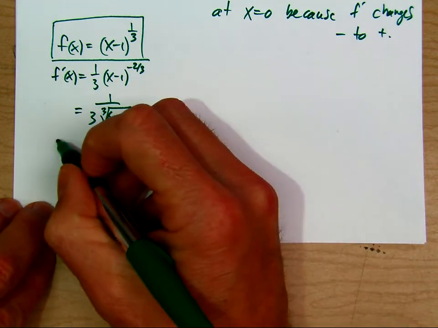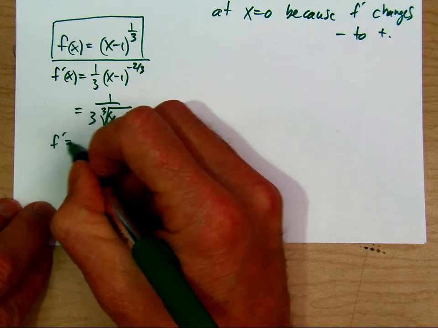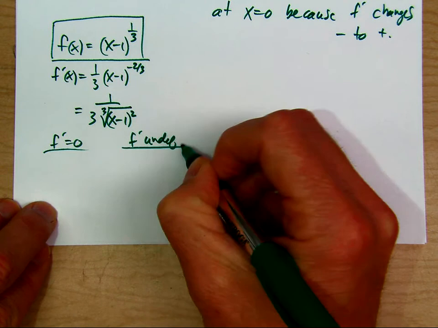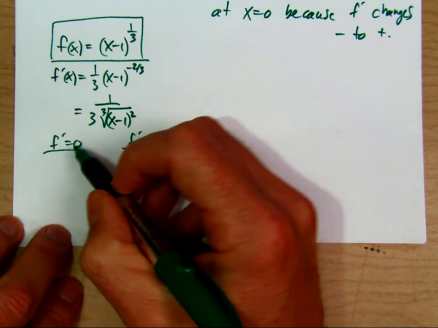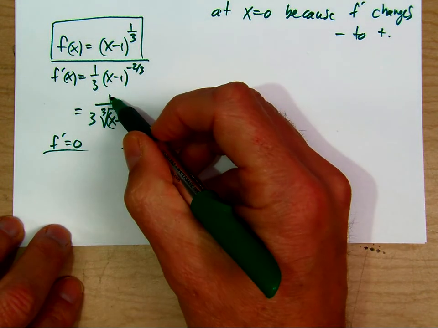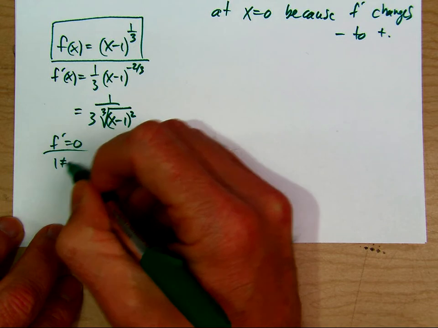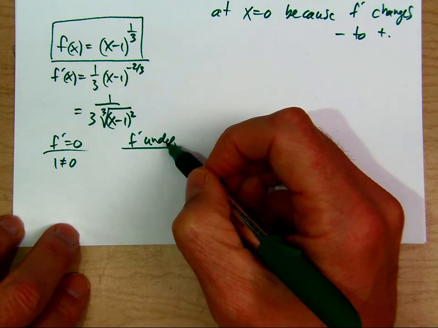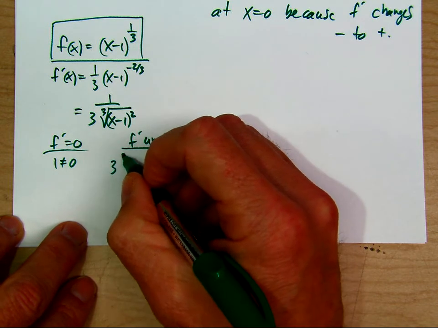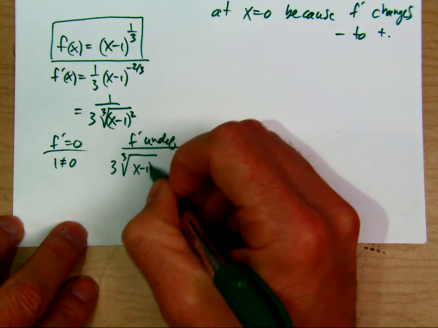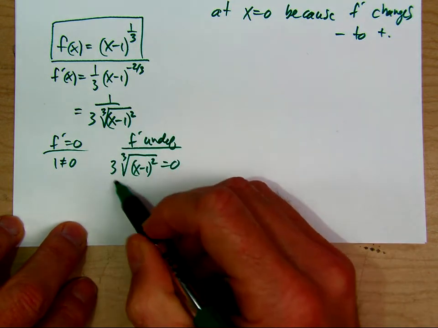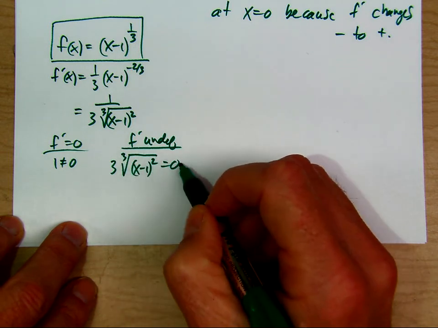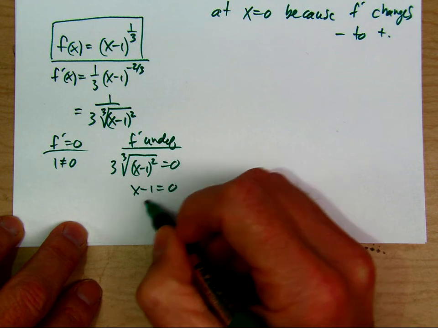We need to know when f prime is 0 and when f prime is undefined. For the critical numbers, f prime is 0 only if the numerator is 0, and 1 does not equal 0, so we don't get any critical numbers from that. The denominator is 0. We can divide by 3, it's still 0. We can cube both sides, it's still 0. Square root both sides, it's still 0. And then we get x equals 1.